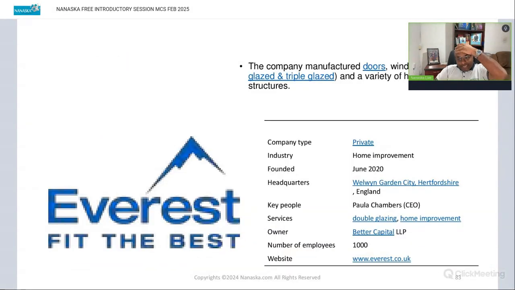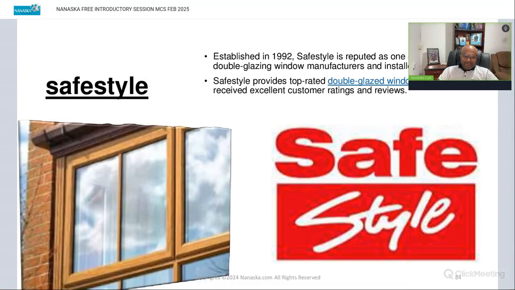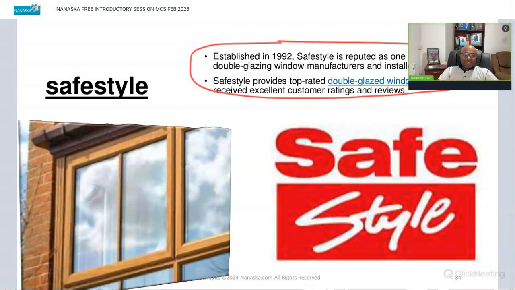Everest is another real world organization that is doing a job very similar to us. Likewise, there are many other real world companies available. Safe Style is another company. Look at Safe Style, the pre-seen company, my dear friends. These are real world organizations.